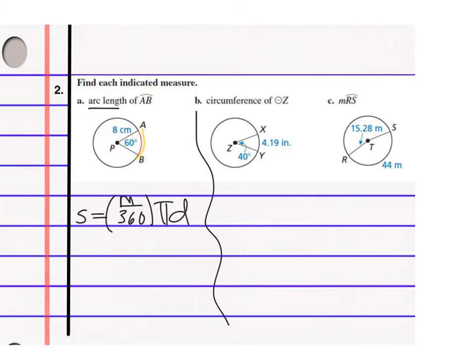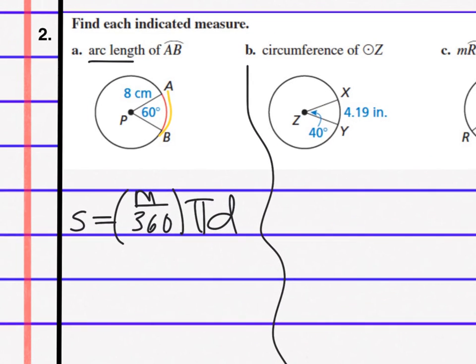Now M stands for the measure of the central angle. So the M in part A is 60. I'm going to zoom in a little here. So I'm going to say 60 over 360. Where did I get 60 from? That's my central angle. Pi times diameter.